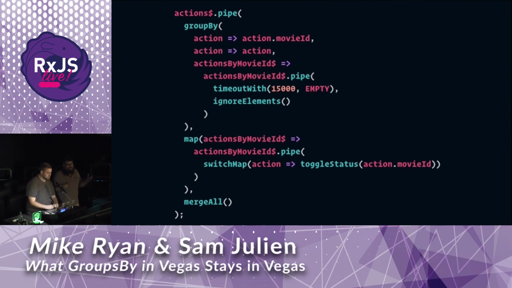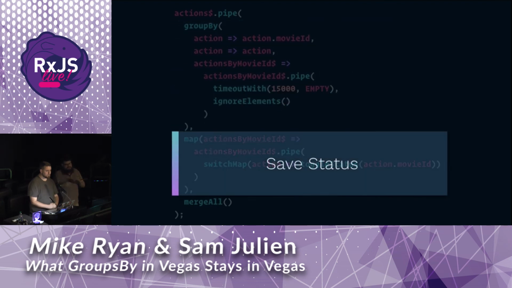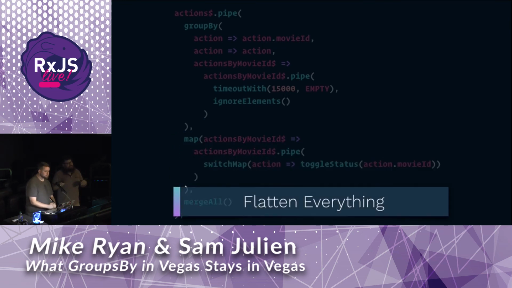So it looks like this. And for the sake of repetition, let's go through this one more time. If we go back, the whole block here is grouping everything by the movie ID. And then this whole block is saving that status to the endpoint on the back end. And then the end is just flattening everything back down.